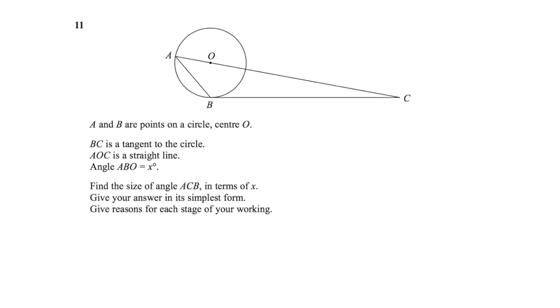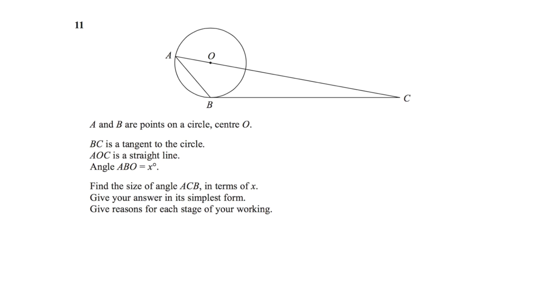Question 11. A and B are points on a circle, center O. BC is a tangent to the circle. AOC is a straight line. Angle ABO equals x degrees. Find the size of angle ACB in terms of x. Give your answer in its simplest form. Give reasons for each stage of your working.